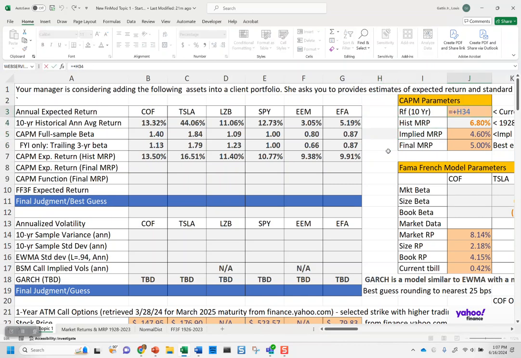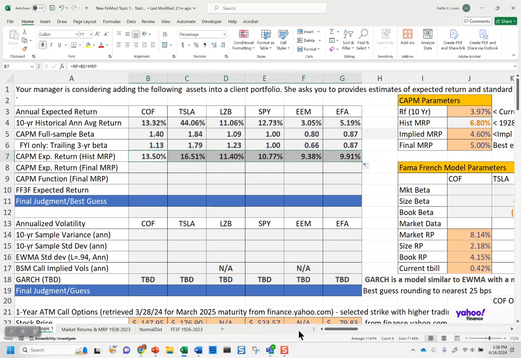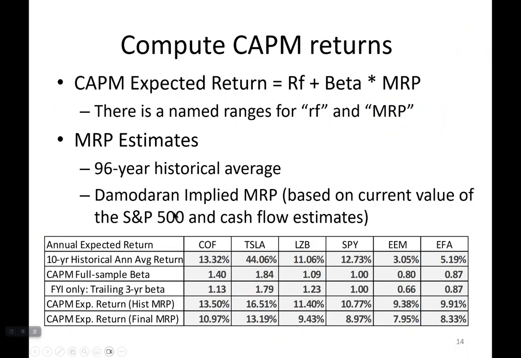I've named this cell RF. I've named this cell MRP. So notice when I clicked on them in the spreadsheet, I got RF and MRP, and they're automatically anchored. So I could have just written the formula equals RF plus the beta times MRP. I could have written it that way. There we go. So there's the CAPM expected returns. So a couple things about CAPM.